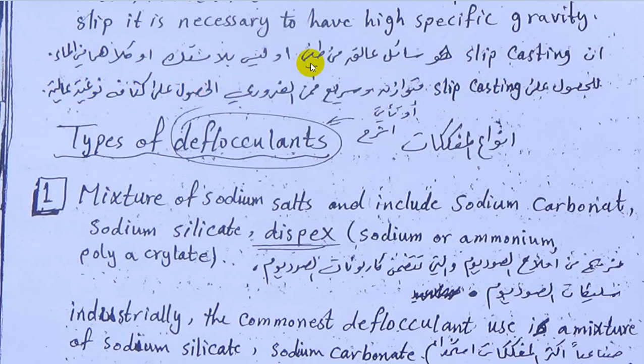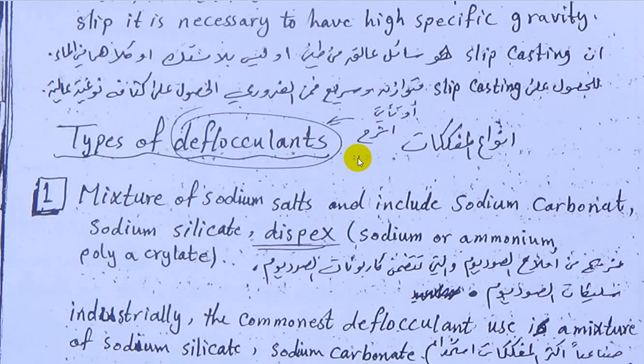To acquire a very balanced and quick slip casting, it is very much necessary to gain or acquire a very high specific density.